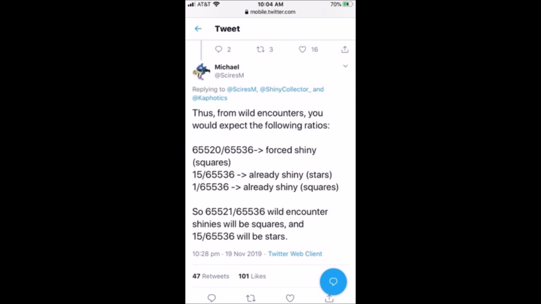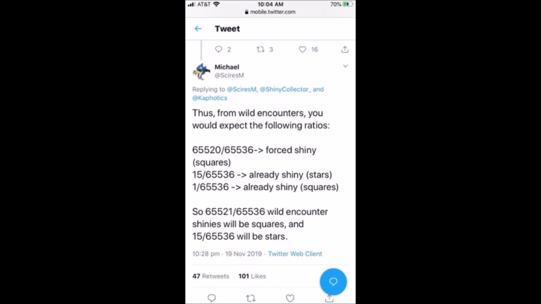But there is a 15 out of 65,536 chance of getting the stars, and then there's also a 1 in 65,536 chance of getting the squares. But the stars obviously is what you're going to notice, because if you hit that ridiculous 1 in 65,000 chance of getting squares, you won't even know that you've hit it, because it's exactly the same as all the other force shinies.